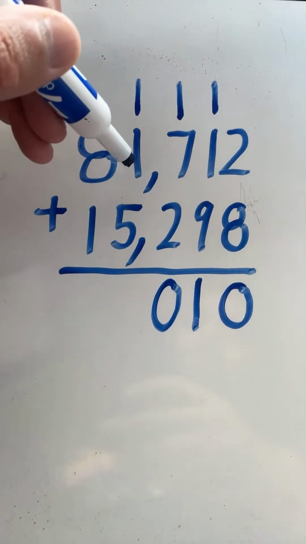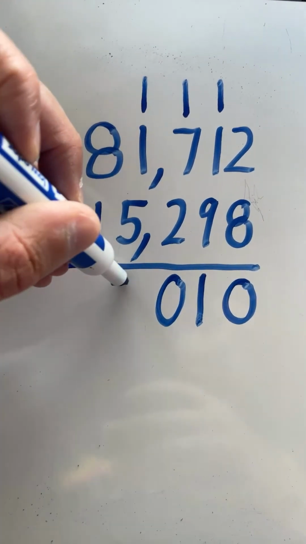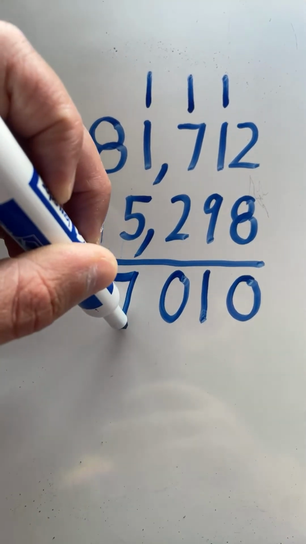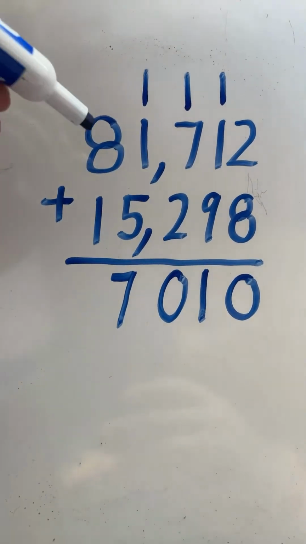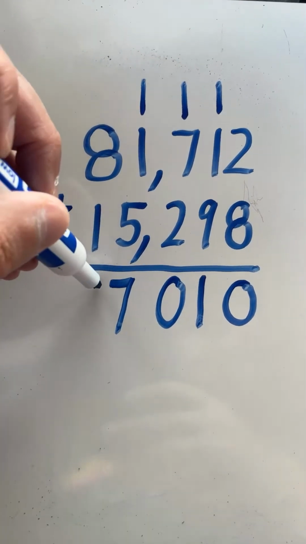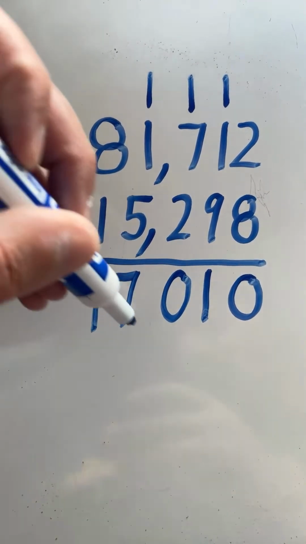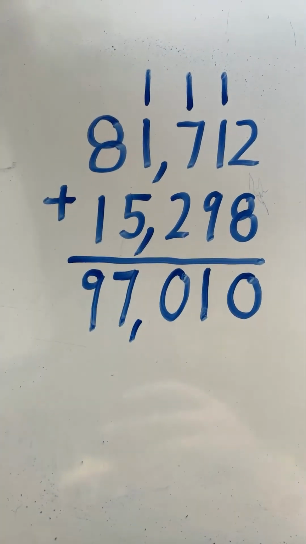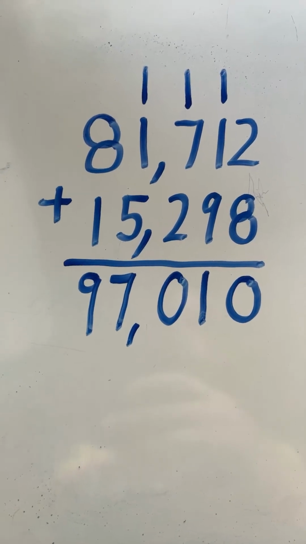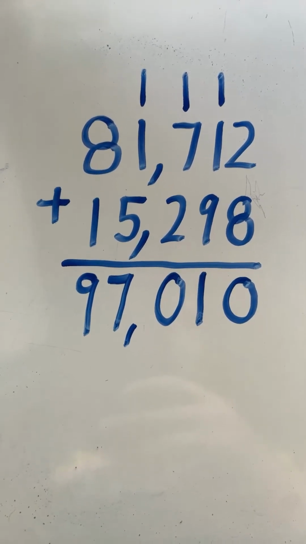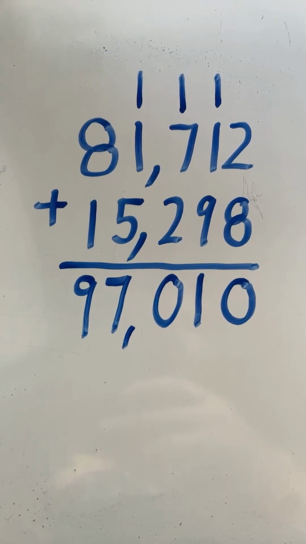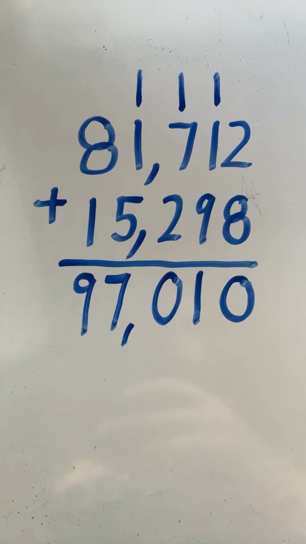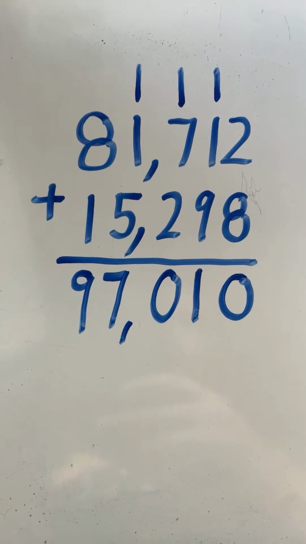1 plus 1 equals 2. Plus 5 equals 7. 8 plus 1 equals 9. And we have our final answer. 81,712 plus 15,298 equals 97,010.